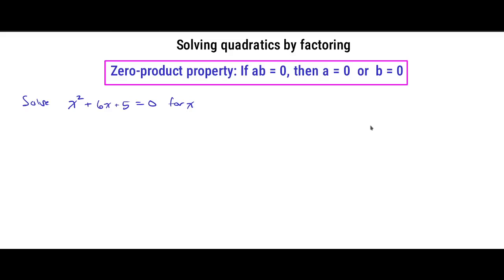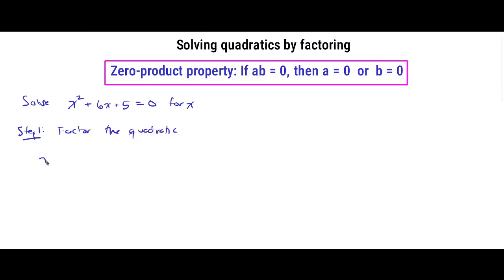Let's practice solving quadratics by factoring. So we've seen that the zero product property makes it really easy to solve equations if they're in factored form. And we've also seen how to factor quadratics in some special cases. So let's put those two processes together and solve some quadratic equations like x squared plus 6x plus 5 equals 0. So the first step, step 1, is factor the quadratic.